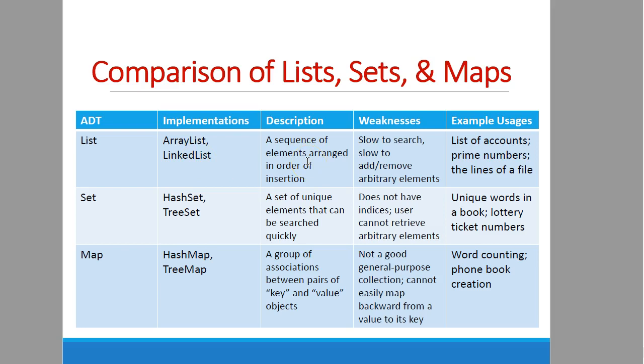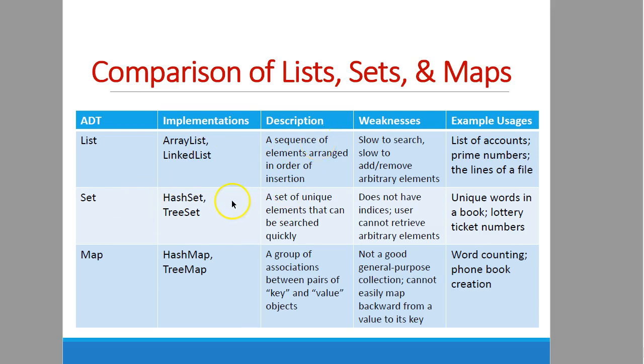Description: a sequence of elements arranged in order of insertion. It's a little bit misleading because obviously in a linked list you can insert them anywhere you want. I don't really particularly like that description. I would just say that it's a list of items, okay?